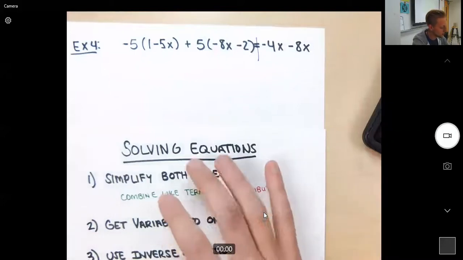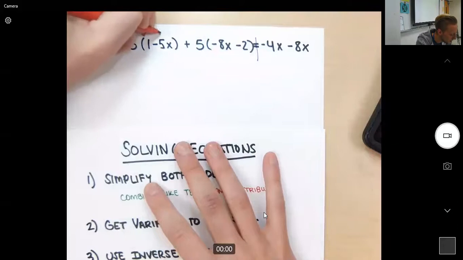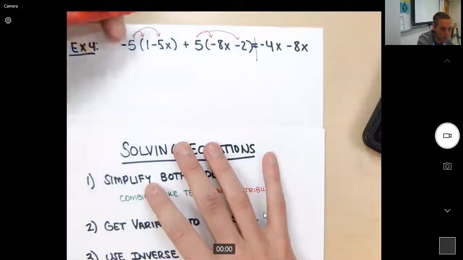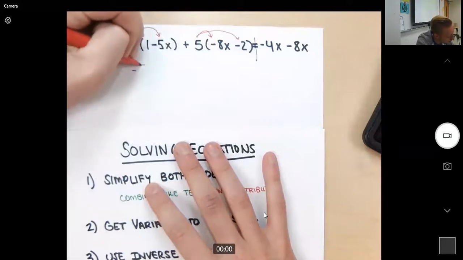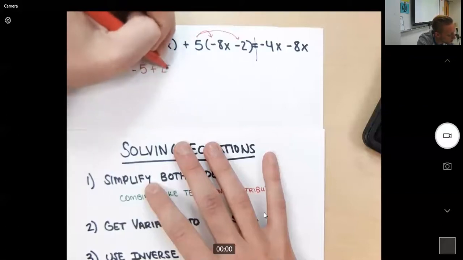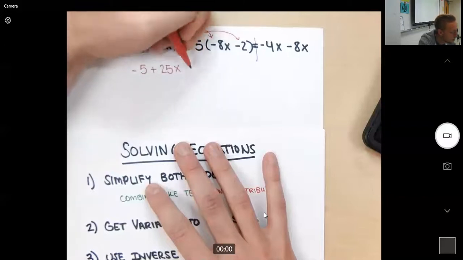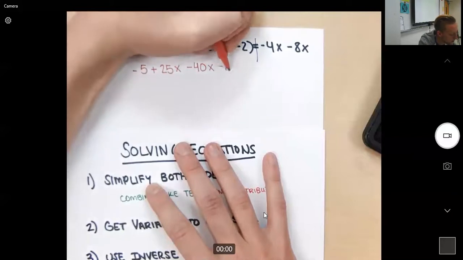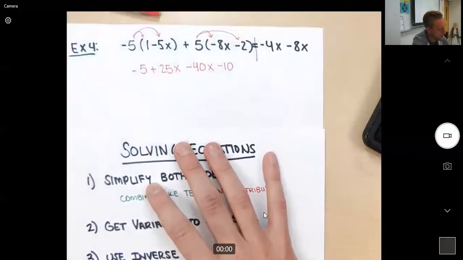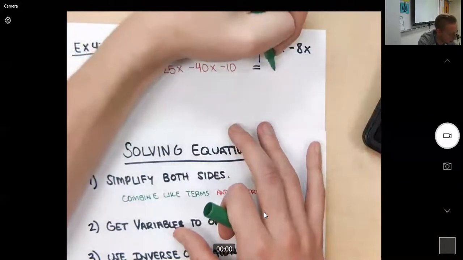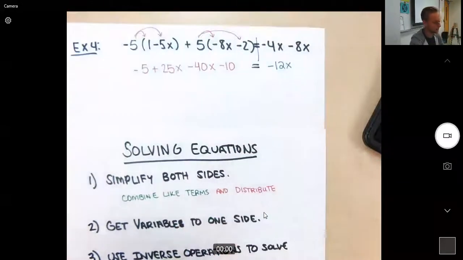First, let's distribute. So we're going to do this negative 5 times each part here, this positive 5 times each part in the parentheses here. Let's write what we get. So negative 5 times 1 is negative 5. Negative 5 times negative 5x will be a positive 25x. 5 times negative 8x will be negative 40x. 5 times negative 2 will be negative 10. All right, and now we're at the equals. And then we've got to combine like terms on the right-hand side. Negative 4x minus 8x is negative 12x.